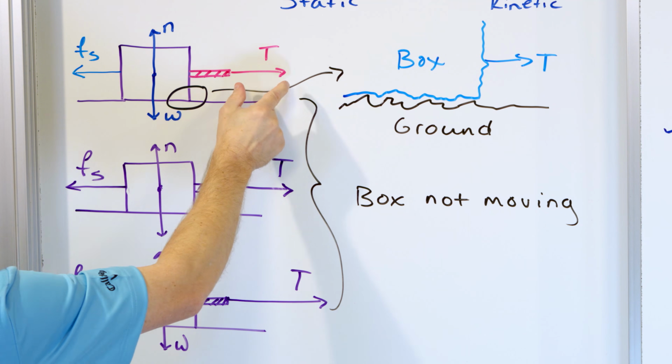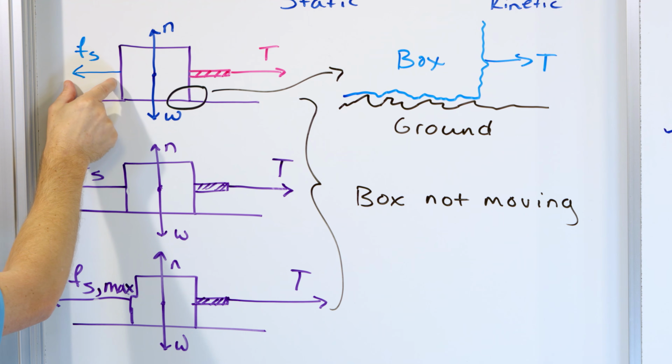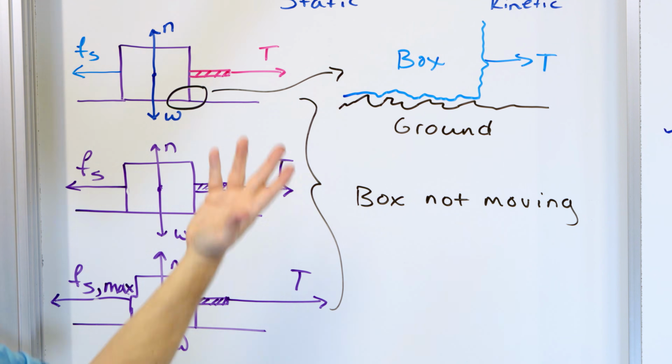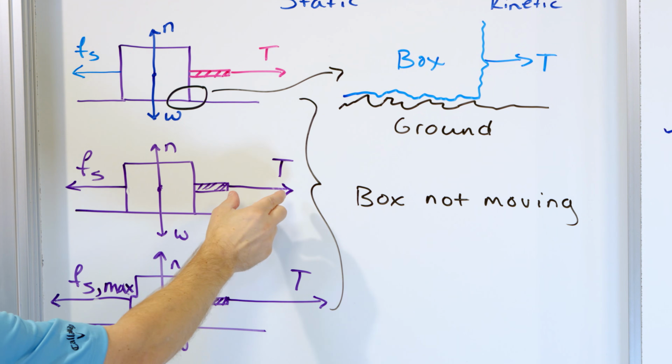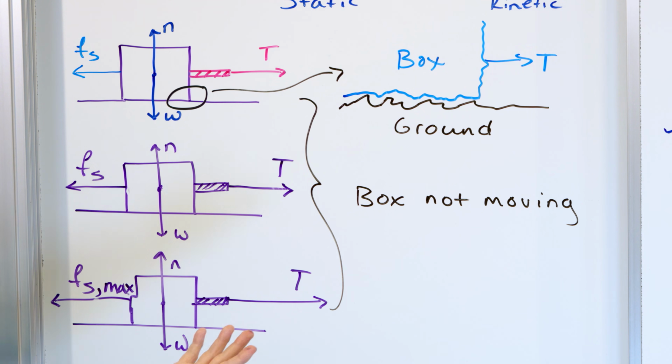When I pull with this many newtons, like let's say it's 1 newton, then there's 1 newton of force in the other direction. How do I know? Because the object's still not moving. They have to be balanced. If I pull with 3 newtons, the frictional force in the reverse direction must be 3 newtons. How do I know? Because the object's not moving. If I pull with 6 newtons, then the object must be resisting with exactly 6 newtons. How do I know? Because the object is not moving, even in this case.